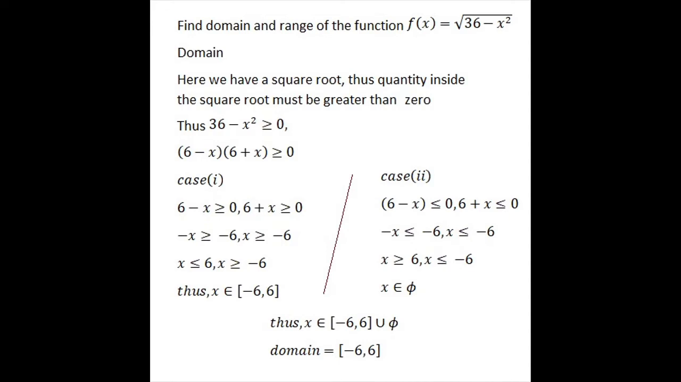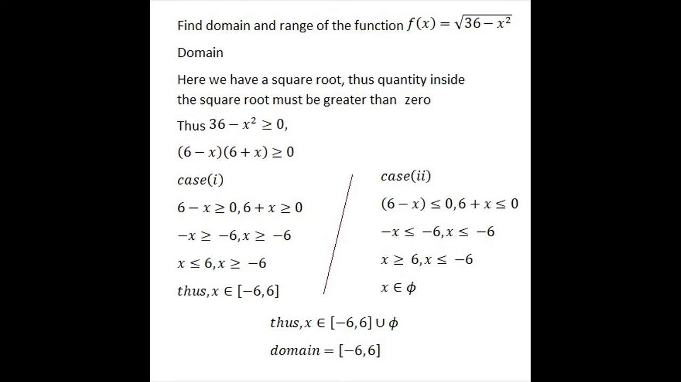Now let's see one more example. To find the domain and range of f of x equals root over 36 minus x square. Okay, to find domain, we need to make whatever inside the square root greater than or equal to 0. So 36 minus x square greater than or equal to 0.